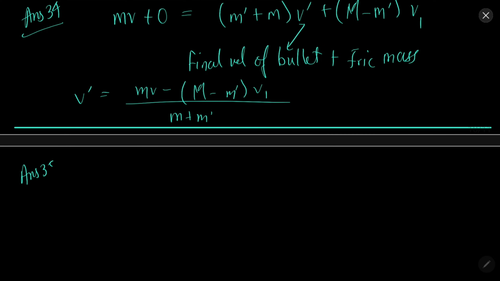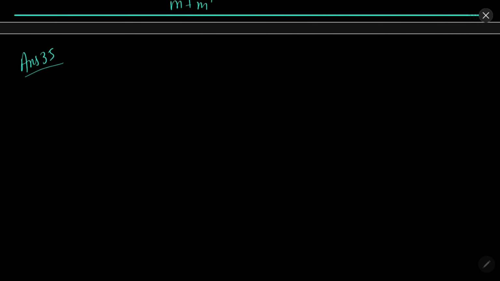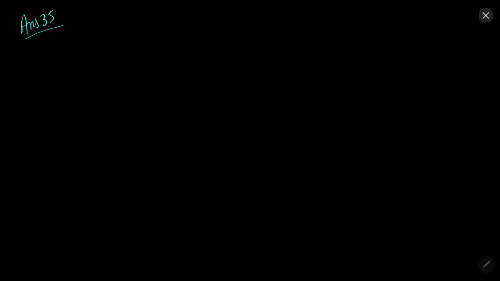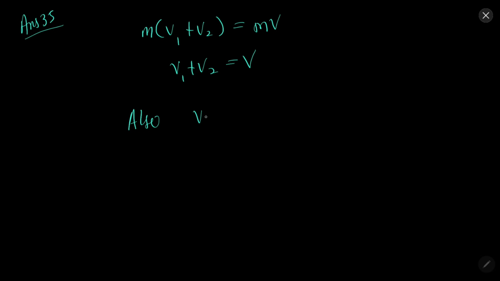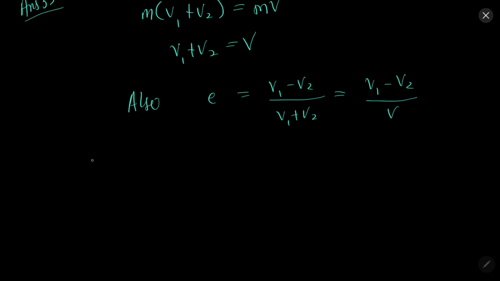So solution 35. By law of conservation of momentum, m(v1 plus v2) equal to mv. So v1 plus v2 will be equal to v, and we also know e equal to (v1 minus v2) over (u1 minus u2), or (v1 minus v2) over v. So we have these two equations.